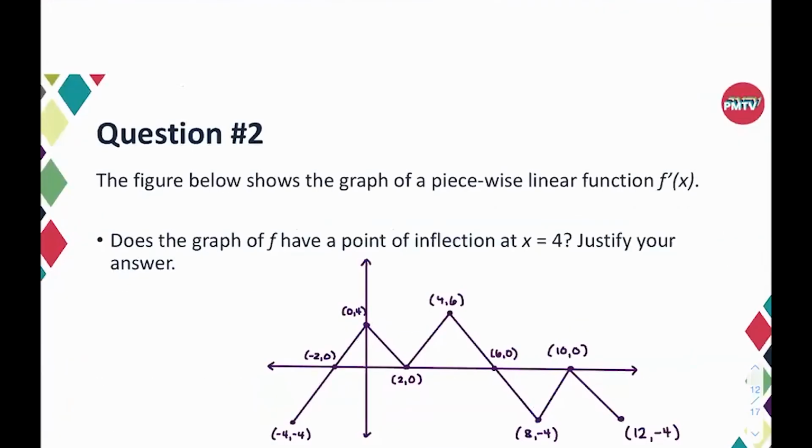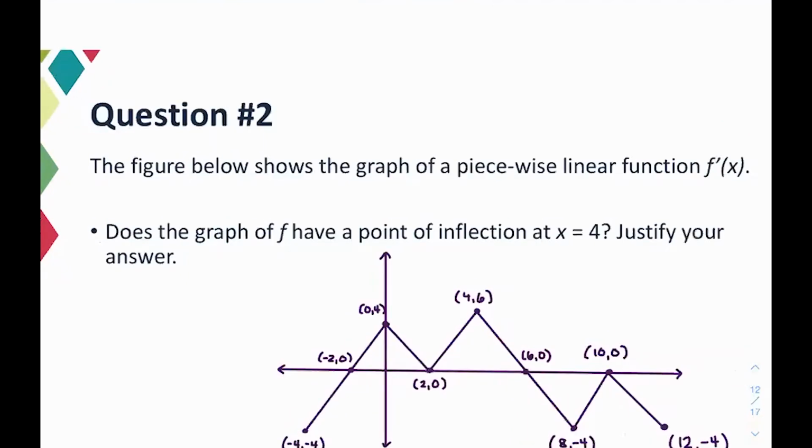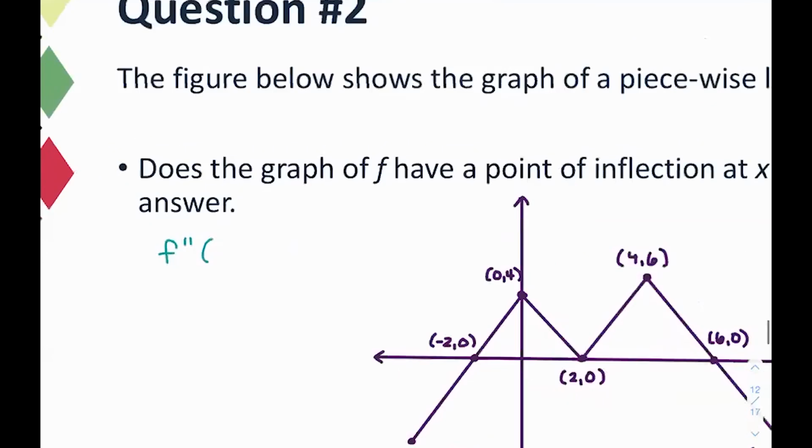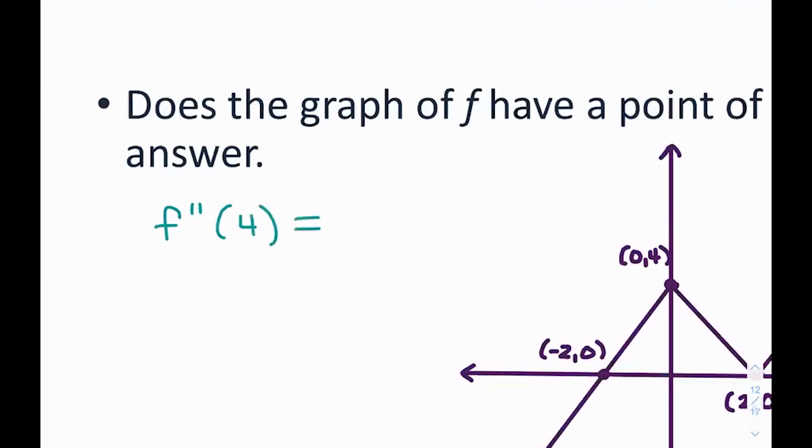All right, second part. Does the graph of f have a point of inflection at x equals 4? So remember that a point of inflection means that concavity of the function changes. Also remember, we're not looking at the derivative, we're looking at the function. So concavity of the function changes. So let's start mapping that out. So concavity changes, that means that the second derivative at, what value are we looking at? 4. At 4 needs to equal 0. That's how our concavity will change.